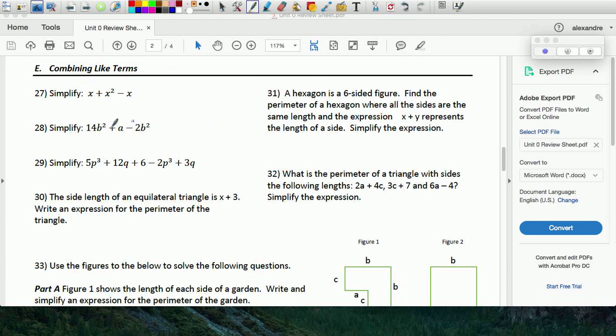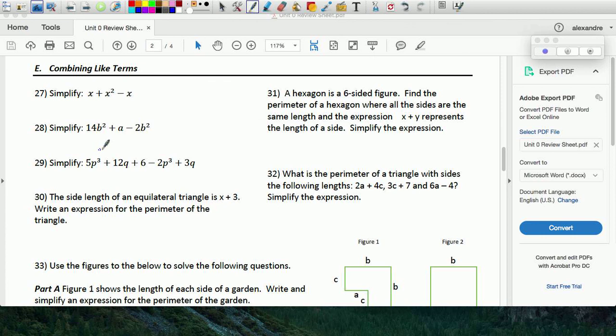Over here, it's a b squared, and this is also b squared. So those are like terms. Move them together side by side. 14b squared minus 2b squared, and then plus a. So let's combine. 14 minus 2 is 12. 12b squared plus a.